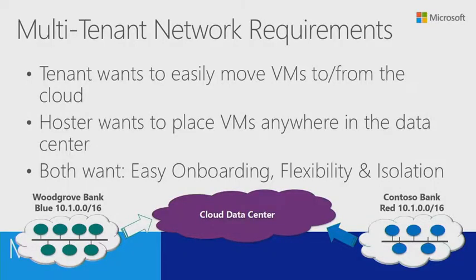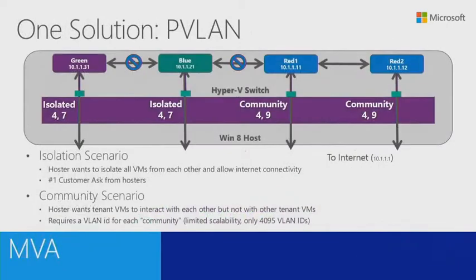So at the end of the day, what you both really want is easy onboarding, flexibility, and isolation. And additionally, you have to be able to deal with the challenges of IP addresses and IP collisions in the cloud. So for example, if Contoso is running 10.1.0.0 and Woodgrove is running that as well, I want to be able to bring those into my environment without them changing their IP address. And I could very well tell them, by the way, I'm already using 10.1.0.0, so you're going to have to change your IP address anyways. And that's not a situation you want to occur.